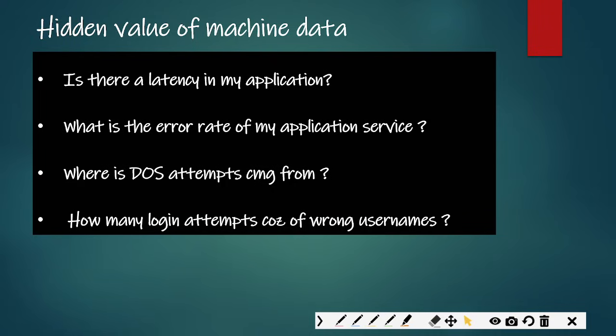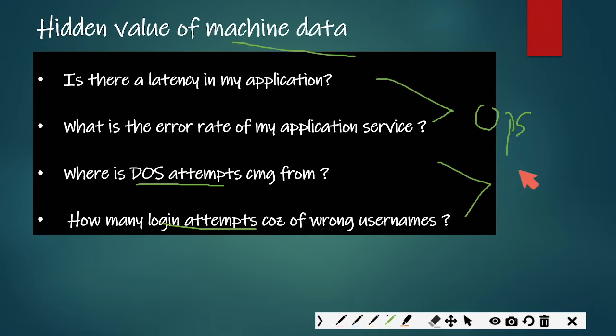So we can derive some hidden value out of the machine data. For example, we can ask some questions. Is there a latency in my application? What is the error rate of my application service? These two questions are from the ops standpoint. Then we can also ask questions from the security standpoint. Where are the DoS attempts coming from? How many login attempts were made by providing wrong usernames? So it also has some use cases with respect to security as well.